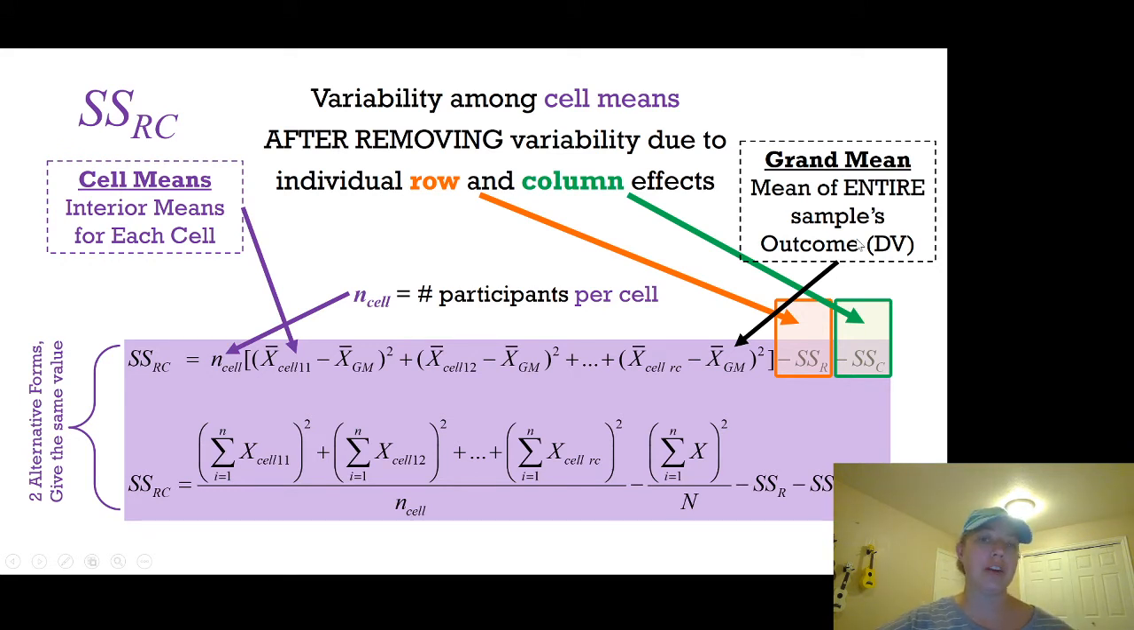But what we are doing here is looking at the variability among cells after removing, or after partitioning, or controlling for the main effects of row and column. And we do that by subtracting the sum of squared for rows and columns out of this formulation. I don't think you have to do any of these by hand. I hope not on the homework. You definitely won't on the test because gag me.